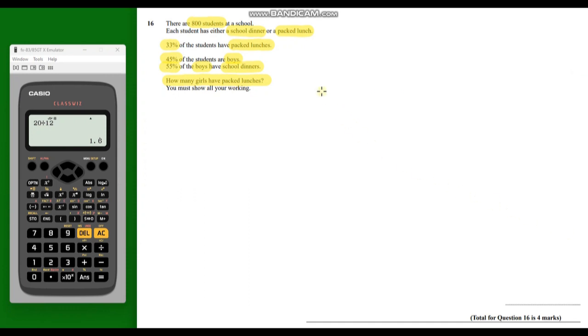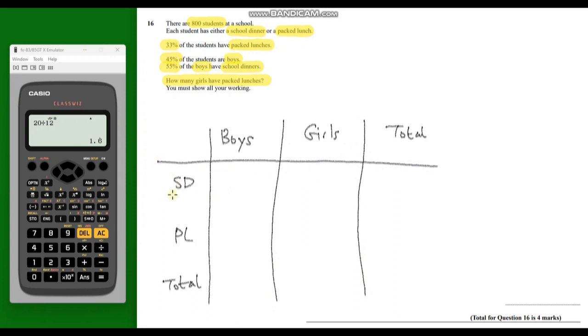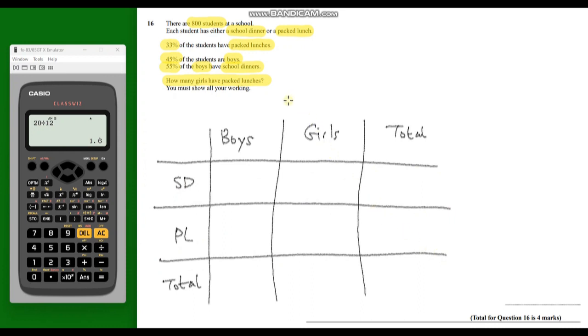Just to keep things structured, I'm going to put all of the information in a table. So we've got boys and girls, and I'm going to do another column for total. Then the type of meal they're having, we've got a school dinner, I'm just going to put SD for short, and a packed lunch. And then I'm also going to put total here. So I'm going to make a large table. Doing this, I think it's easier to keep track of all of the numbers. It doesn't need to be neat. So let's put in all of the information that we do know.